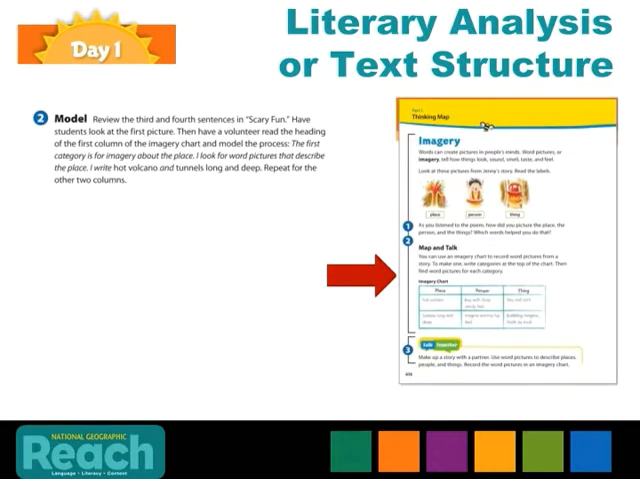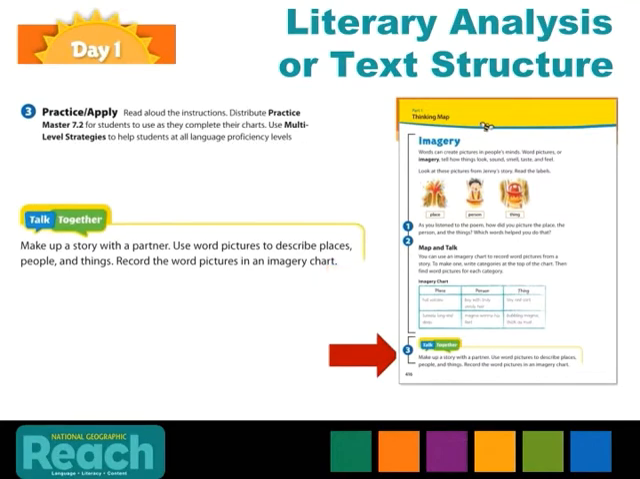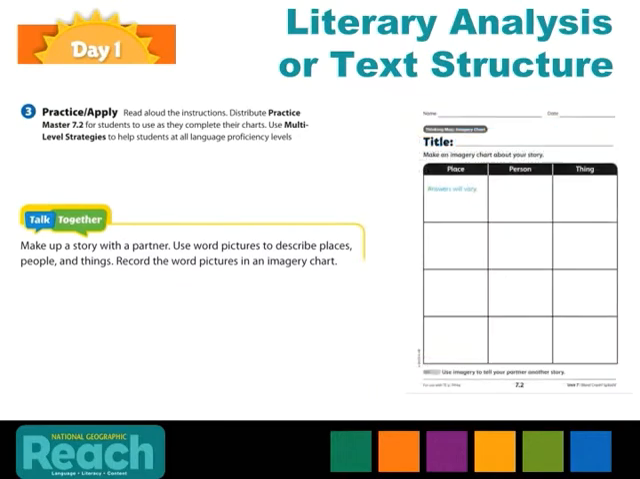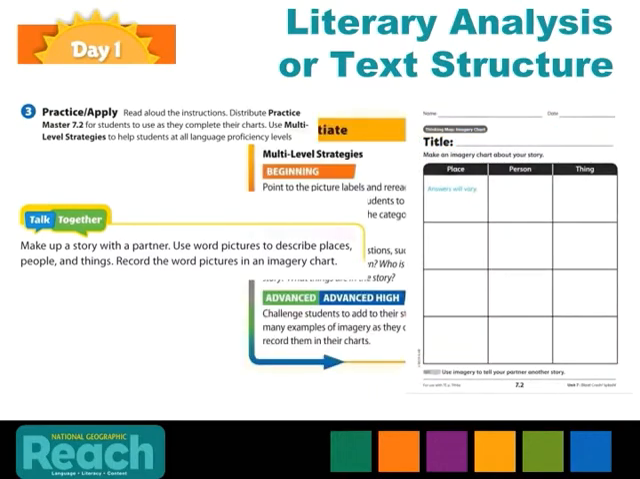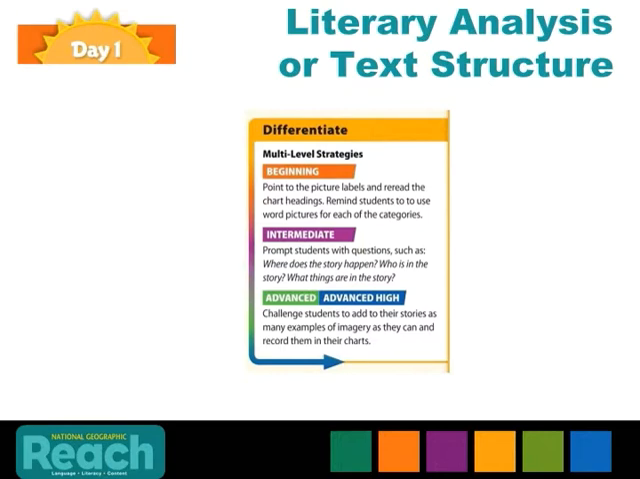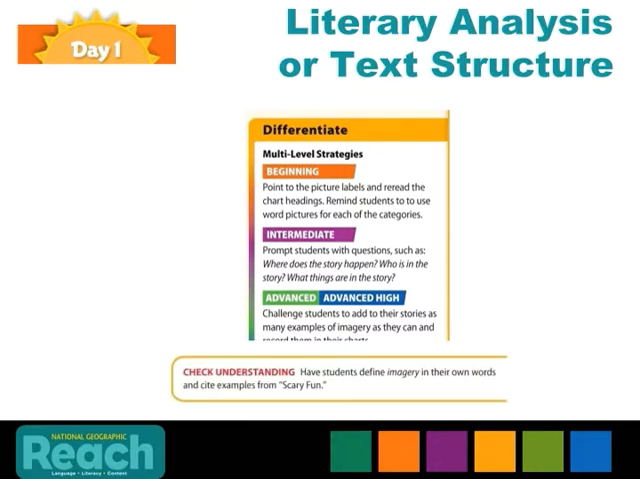To model the lesson, review the read aloud and work with students to complete the graphic organizer. Then, students will practice and apply what they've learned by talking together and using the practice book for the lesson. Opportunities for differentiation are built into the teacher's edition. Notice that with your beginners, you'll have them point to the picture labels and reread the chart headings, and with your intermediates, you will prompt questions related to the story from them. Finally, with your advanced level students, you have them add examples of imagery to their own stories. And opportunities to check student understanding of the skill or structure are also provided.